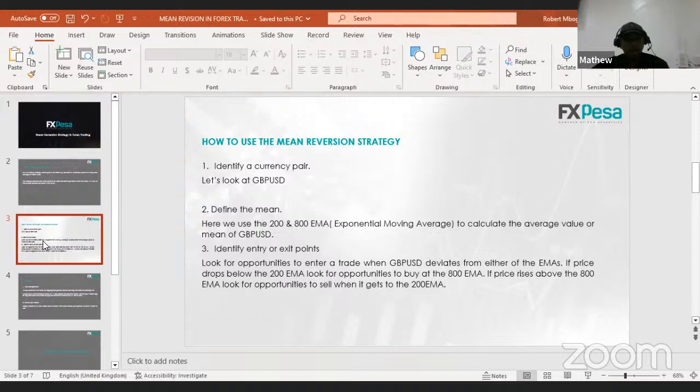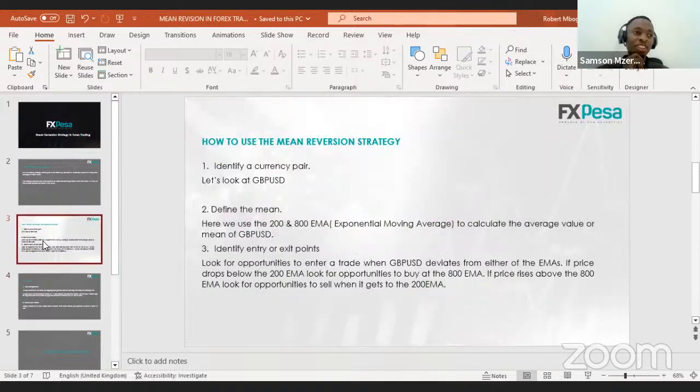Then our third point is to identify the entry or exit point. This is where you're looking at opportunities to buy or sell. If price drops below the 200 EMA, look for opportunities to buy at the 800 EMA. If price rises above the 800 EMA, look for opportunities to sell when it gets to the 200 EMA. Sam, what's your take on this?